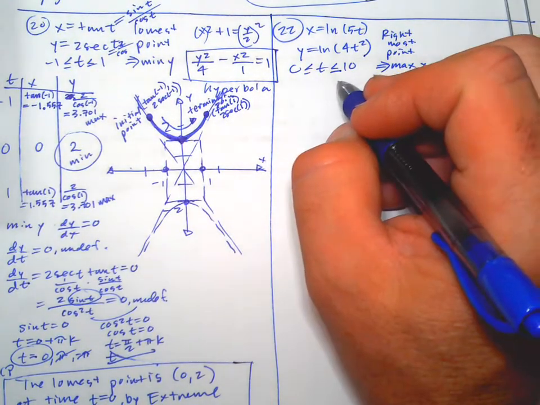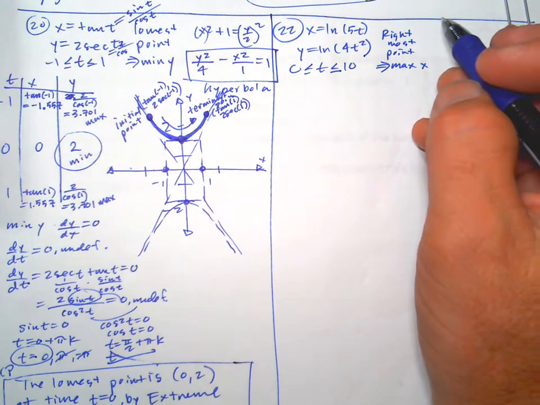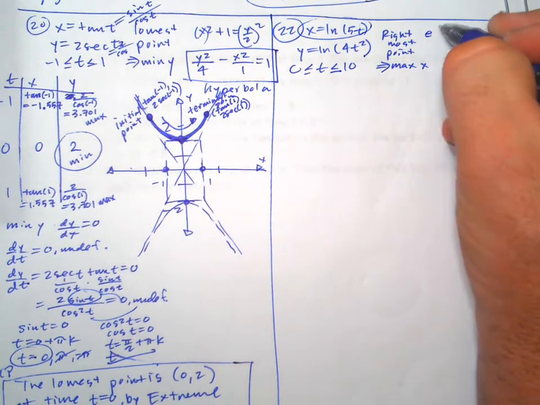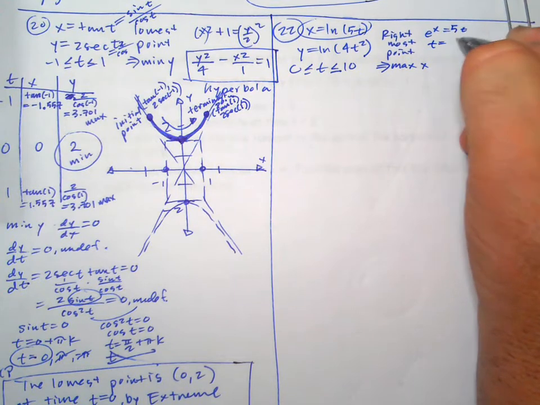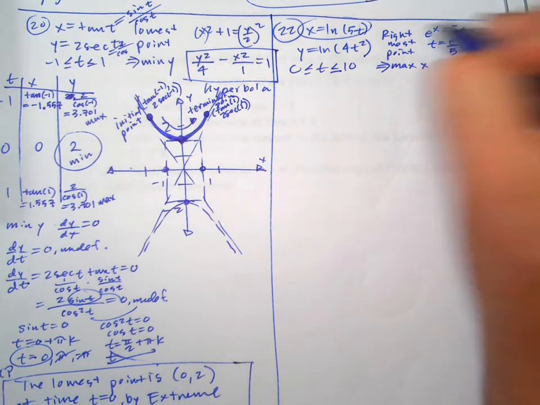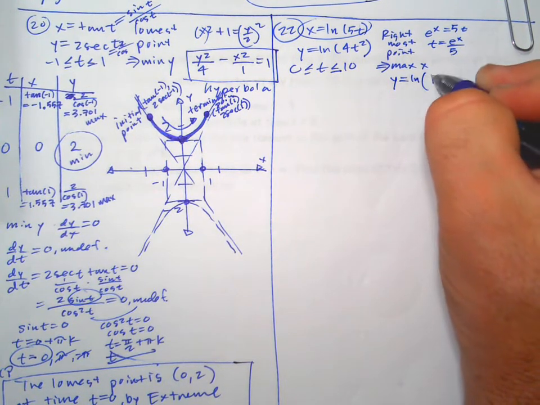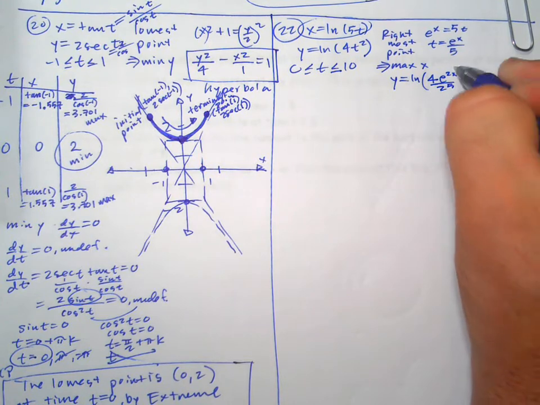Can we get this into a Cartesian equation? It's going to be kind of a little gross, I guess. So I would solve for t here. So I get e to the x equals 5t, so t equals e to the x over 5. And then I plug that into the other equation. Y equals natural log of 4 e to the 2x over 25.